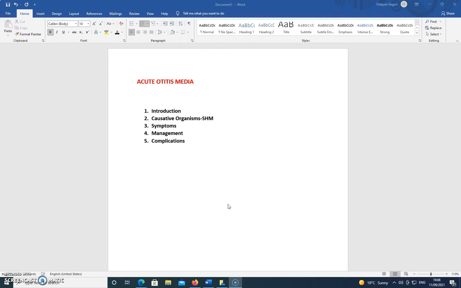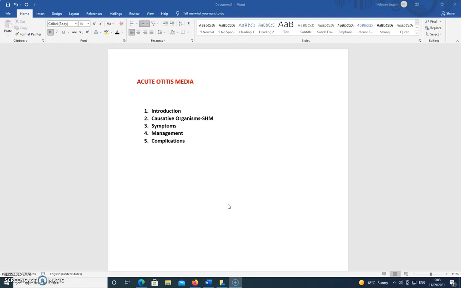What are the causative organisms? Now, we know that viral upper respiratory tract infections typically precede otitis media. But even at that, most of the infections are secondary to bacteria. And the most common bacteria are Streptococcus pneumoniae, Haemophilus influenzae, and Moraxella catarrhalis. Now, those are the commonest organisms.